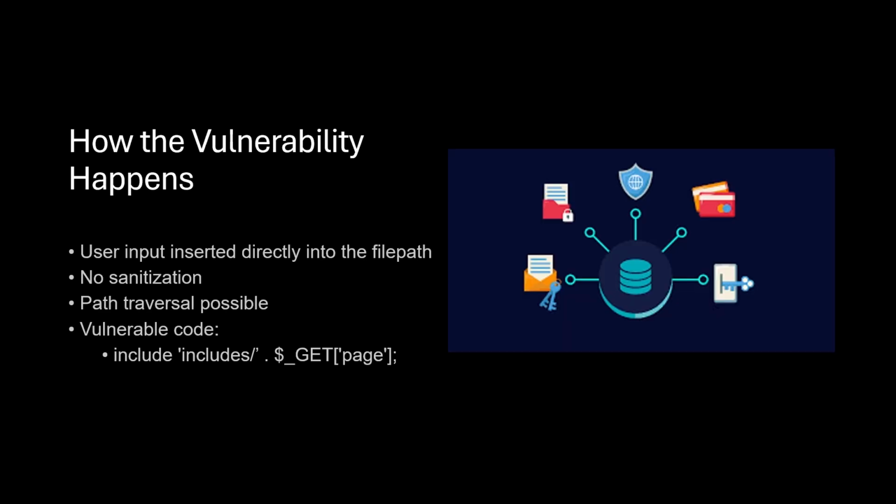So, in our app, we intentionally used a dangerous pattern, taking the page parameter directly from the URL and adding it to the include path. Because we never checked if the file is safe, an attacker can send the directory traversal sequence or even the absolute path to read anything available inside the container.